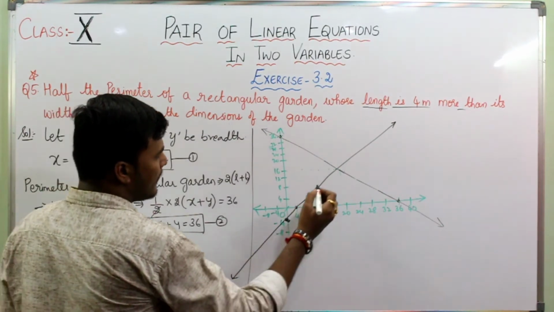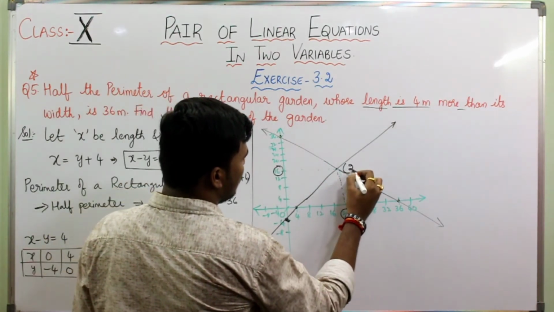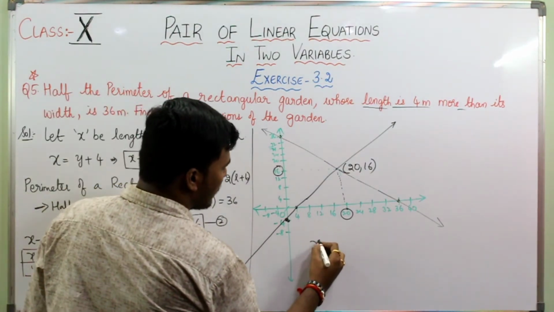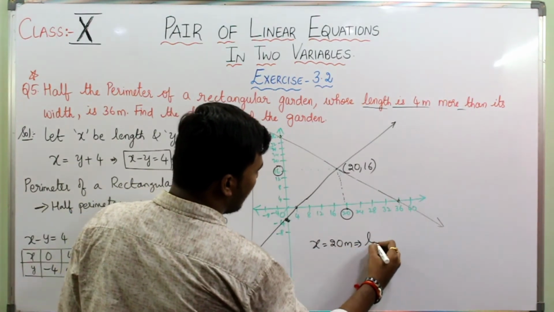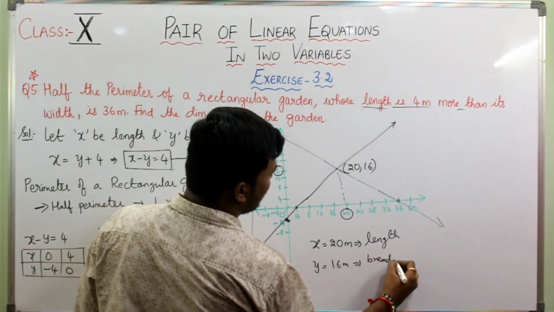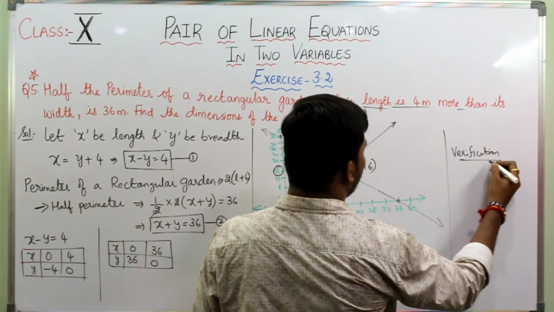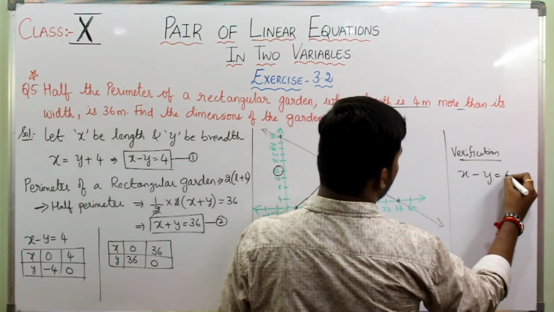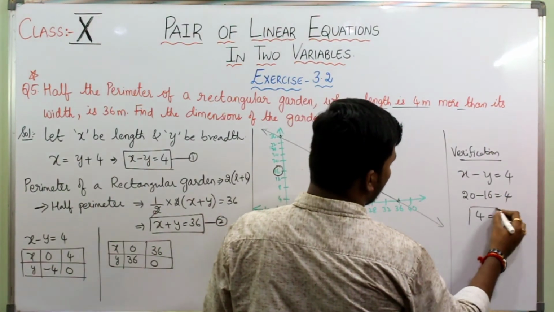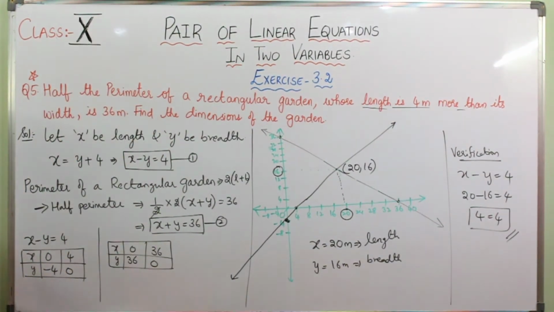If I take it properly in a graph, I am getting the intersecting point at 20 and 16. 20, 16 is the intersecting point of x and y. That means x is equal to 20 meters, which is the length, and y is equal to 16 meters, which is the breadth. So let us verify. Consider any one of the equations, x minus y is equal to 4. x is 20 minus 16 is equal to 4. So 4 is equal to 4, therefore verified. This is how we find the length and breadth of a rectangular garden.